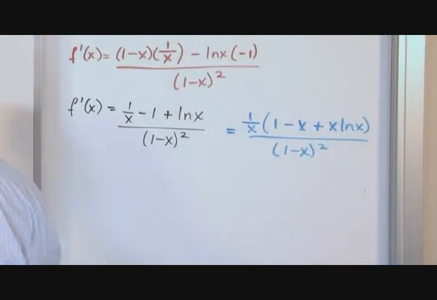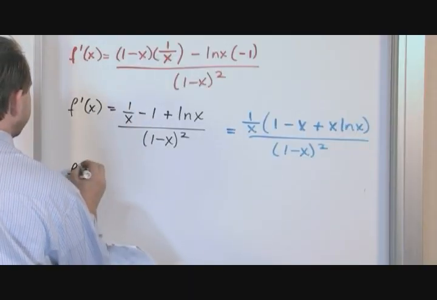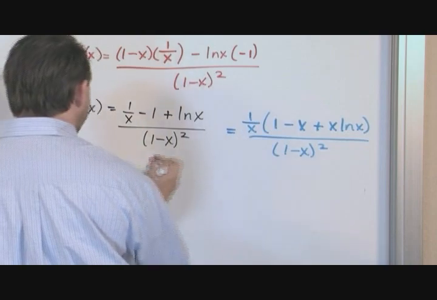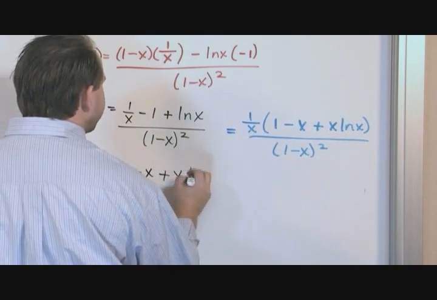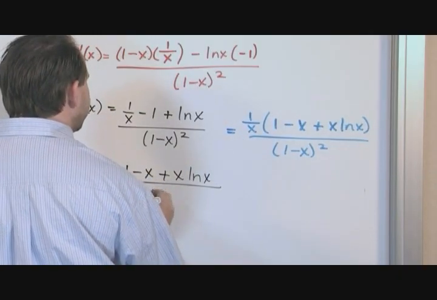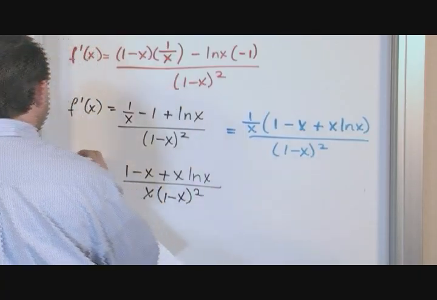Why am I doing that? Because if I do this, then the final answer can be written as, this is 1 over x on the top, I can move it to the bottom. So on the top, I'll just have 1 minus x plus x times natural log of x over, this x comes down, x times 1 minus x squared. And that's the answer.